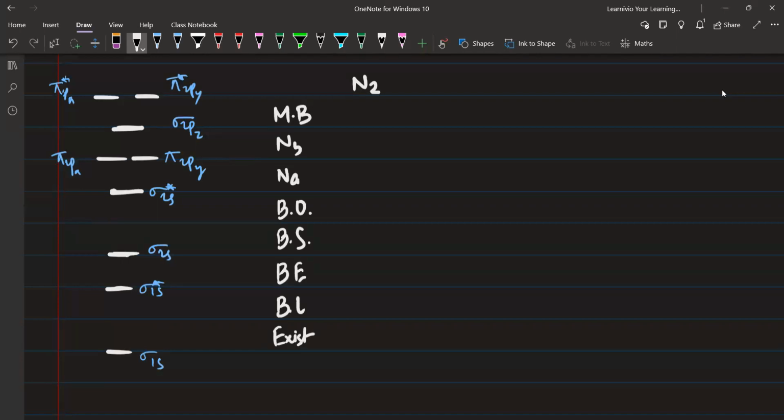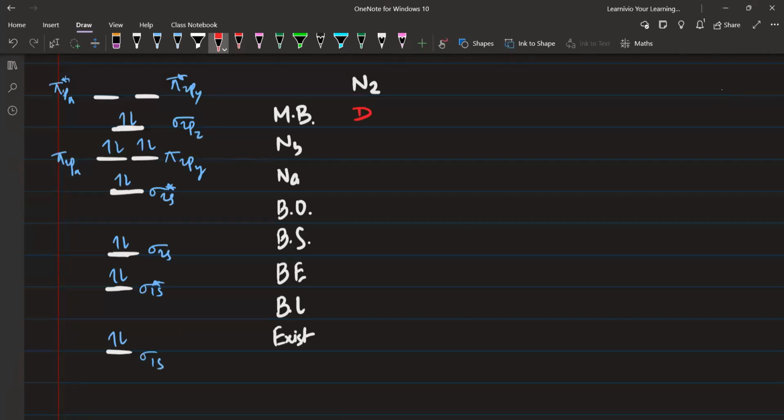Okay? If I talk about the magnetic behavior for N2, let us make it once for you. Right? So it will be 1, 2, 3, 4, 5, 6, 7, 8, 9, 10, 11, 12, 13, 14. So magnetic behavior is what? Magnetic behavior is diamagnetic.